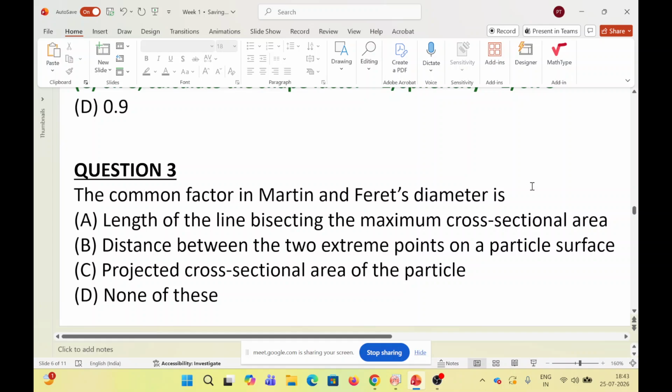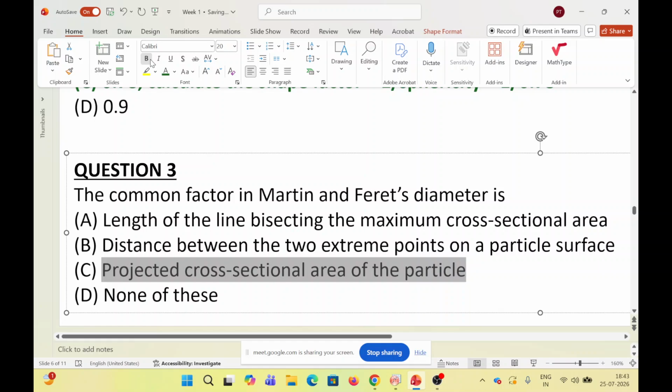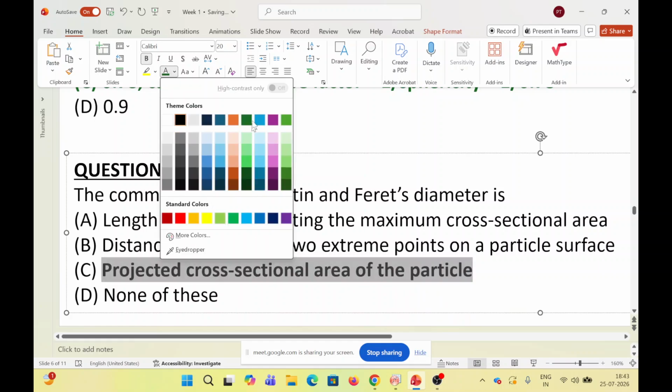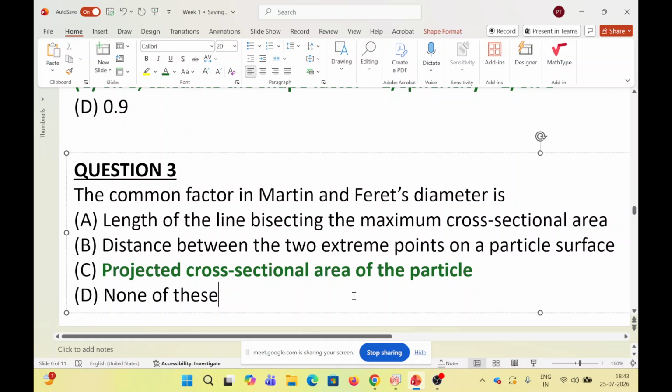I think the projected cross-section area of the particles. So option C, the projected cross-section area of the particle, is the common factor. See particles as if they have three dimensions, right? Three-dimensional particles they are. But when we discuss the concept of Martin and Feret diameters, I have drawn a figure on the plane. So it is the projected cross-section area.